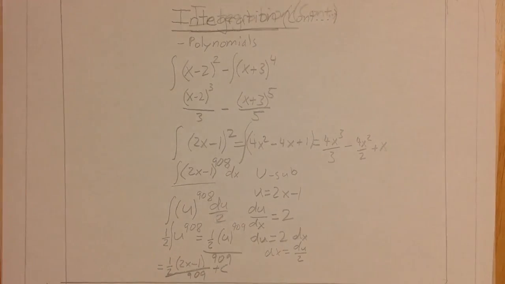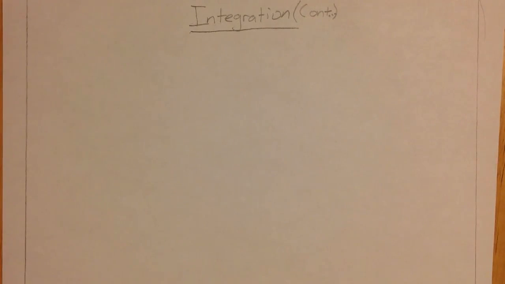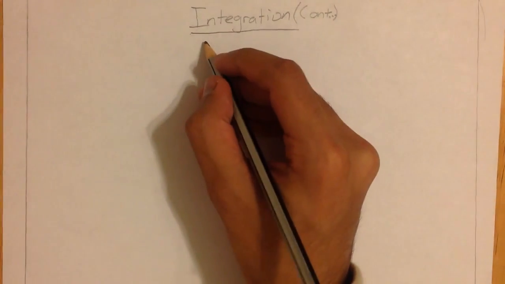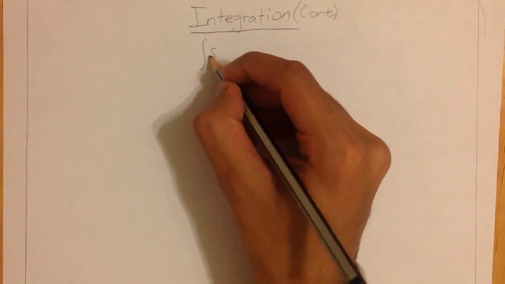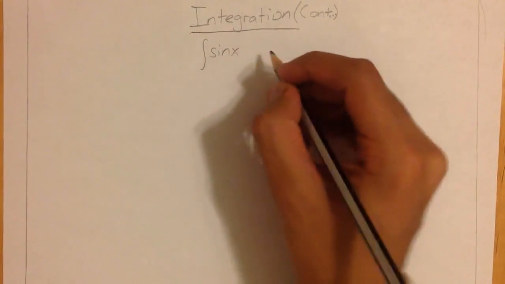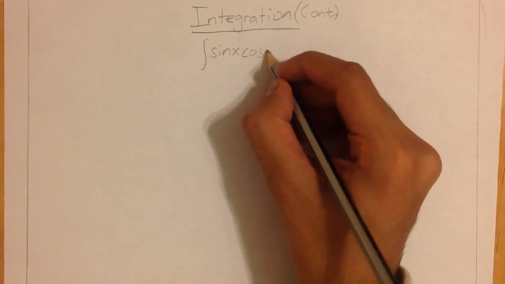The u substitution can also be useful when trying to find the integrals of certain trigonometric functions. So let's look at the first one, the integral of sine of x times cosine of x.